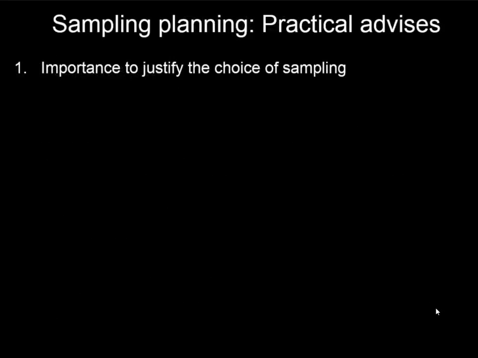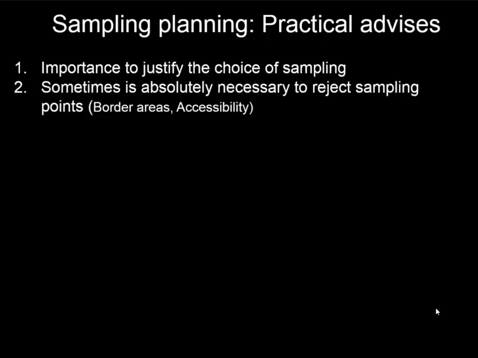All right, so to summarize, with sampling planning, some practical advice. It is very important to justify the choice of sampling. Whether you select a random or a stratified sampling, you need to justify why you have selected that. Sometimes it's absolutely necessary to reject a sampling point because it is not accessible, or it is in a border area, so it includes a mixture of different land cover types and is not homogeneous. If this is the case, just explain it clearly.